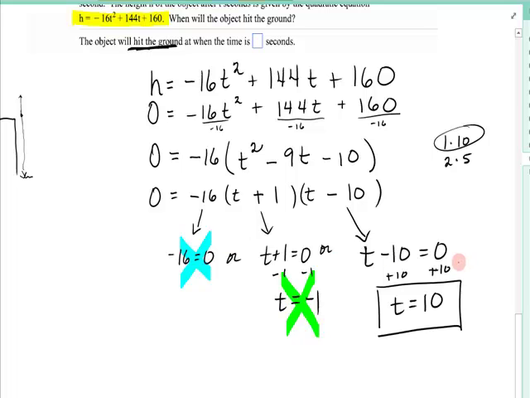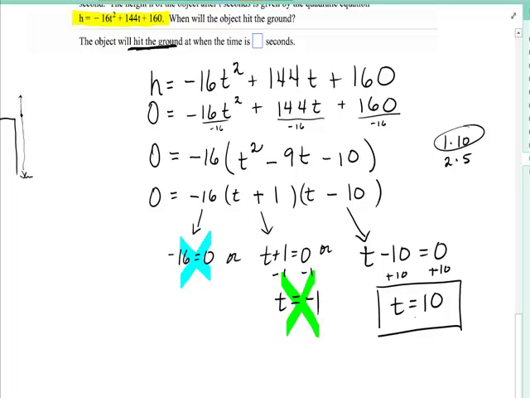I had 3 factors. The first one was a constant. It in no way can equal 0. It is not part of the solution. The second answer, because it was time, time can't be negative. Distances can't be negative. If this were just about numbers, numbers could be negative. But the only legitimate answer is that time, it would be 10 seconds.